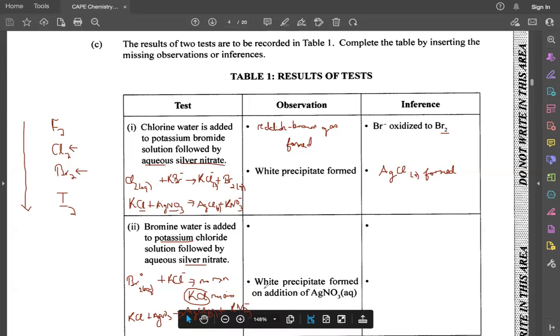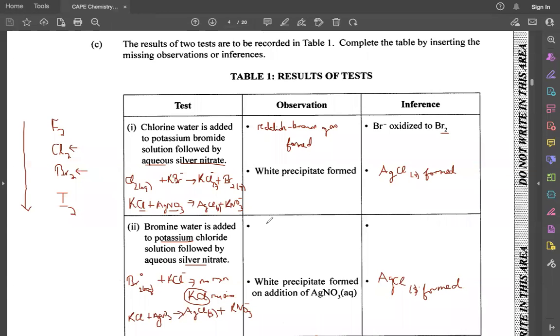So if we go over here, the observation that they gave us was that there's a white precipitate formed on addition of AgNO3. And again, it's AgCl that's formed when we see that white precipitate, right? So silver chloride is formed, just as we had in the first case. And then in terms of observation here, what would we see in this case? No reaction, right? There is no reaction. So there's nothing that's going to be observed there. We're going to see nothing there.